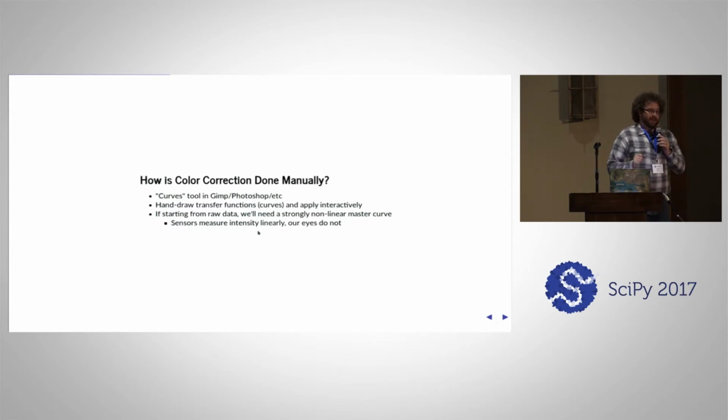So what you do is you're hand drawing transfer functions. By that I mean we're going to map a value in the input to a value in the output through some relatively smooth curve. And we're going to do that interactively and kind of see the result.